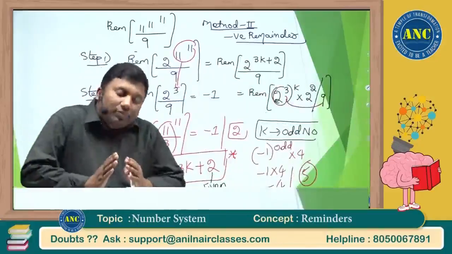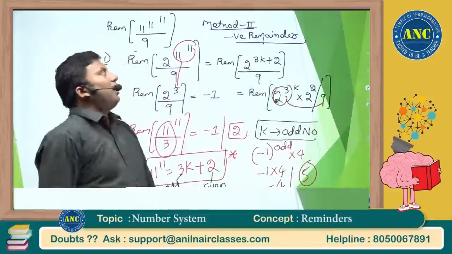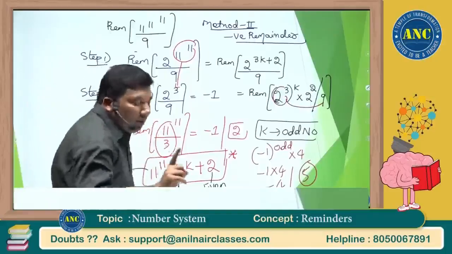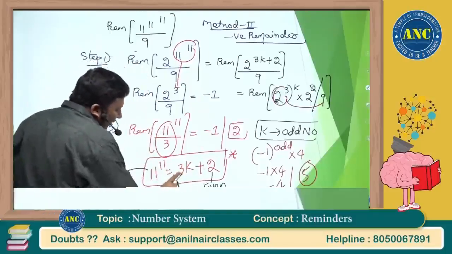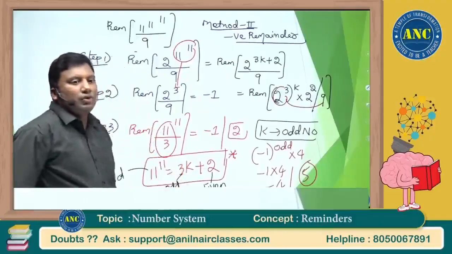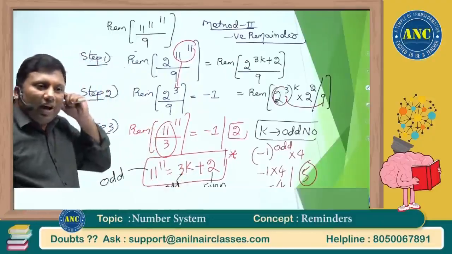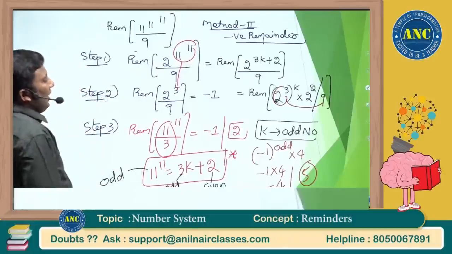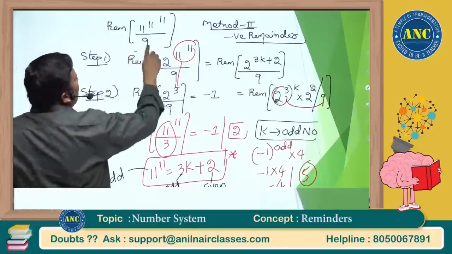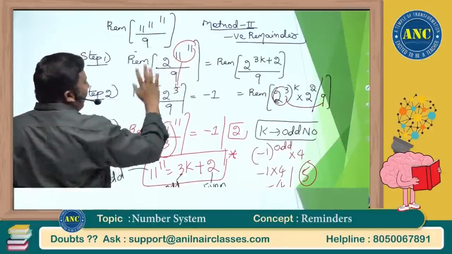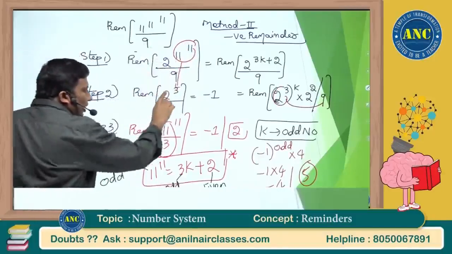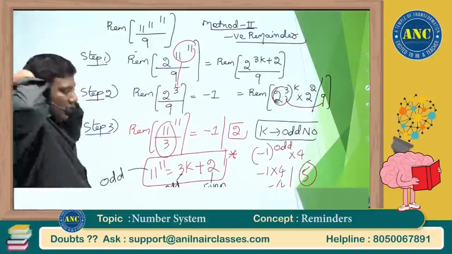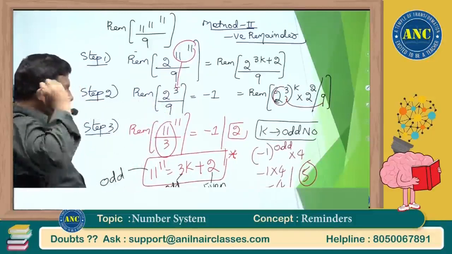The only difference between a negative remainder approach and a positive remainder approach is that in negative remainder problems, we need to find the value of K. So 9 ones are 9, 2 power 11 divided by 9, 2 power 3 divided by 9, that is 8 by 9. 9 ones are 9, the negative remainder is minus 1.